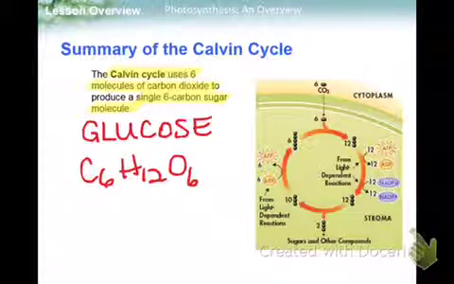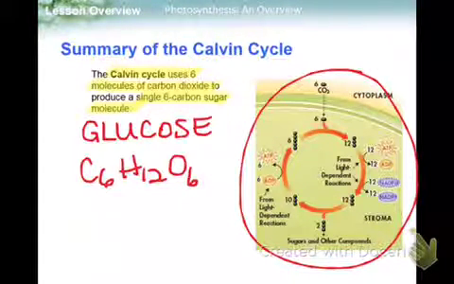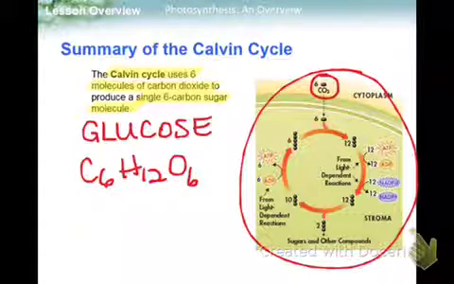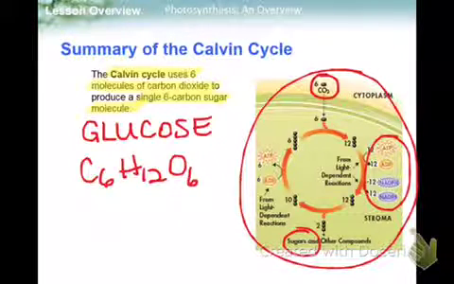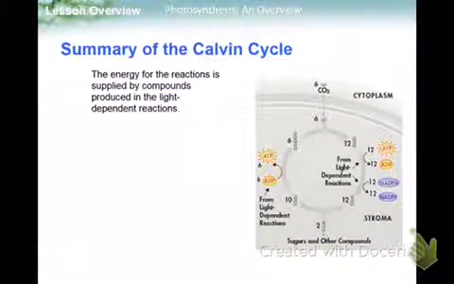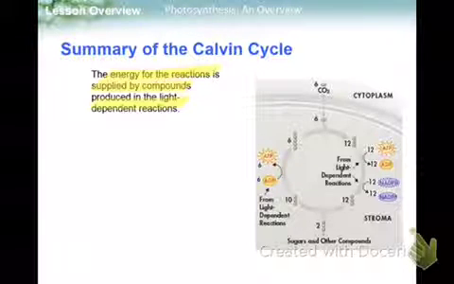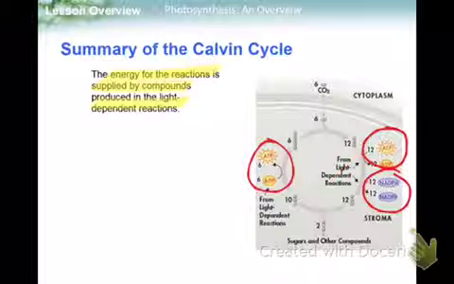C6H12O6. Here's the Calvin cycle in its entirety. Like I said, you don't have to memorize this. You just have to understand that carbon dioxide goes in, the ATP and the NADPH come in to drive the Calvin cycle, and glucose comes out. So again, just to summarize, the energy for the reactions is supplied by compounds produced in the light-dependent reactions. You see it here, you see it here, you see it here.